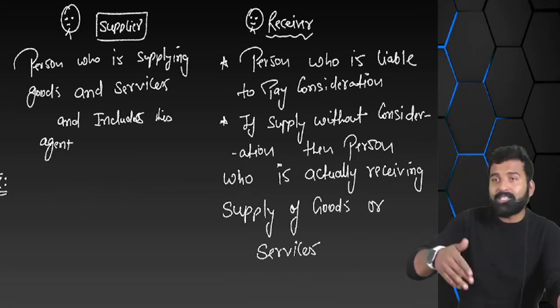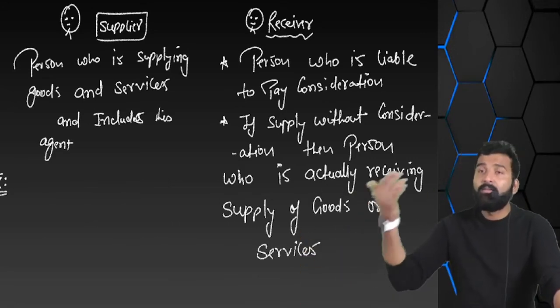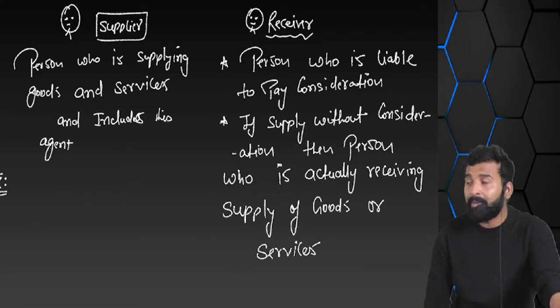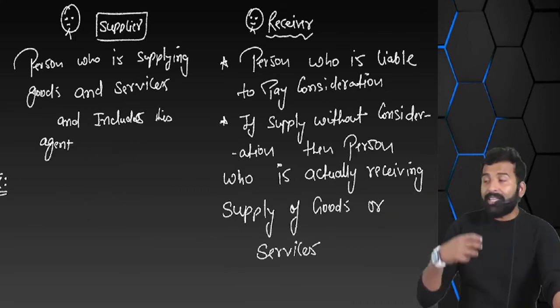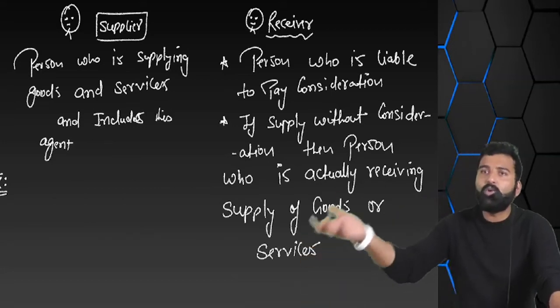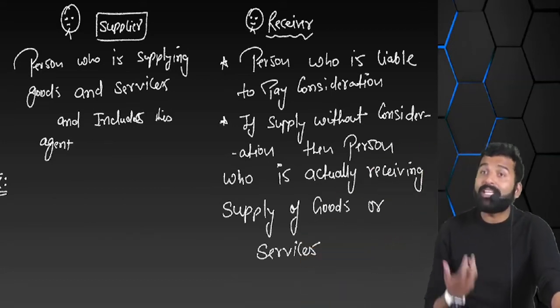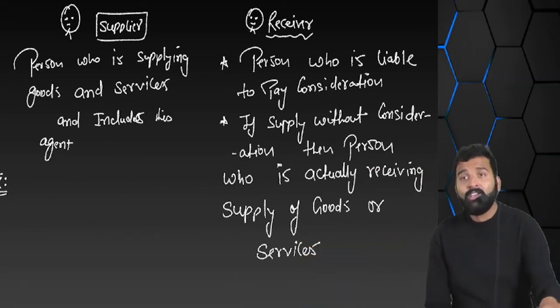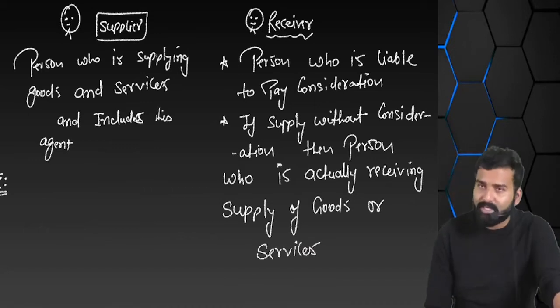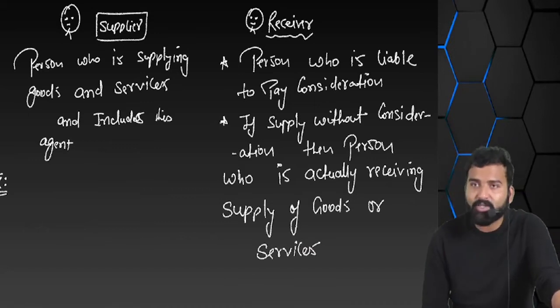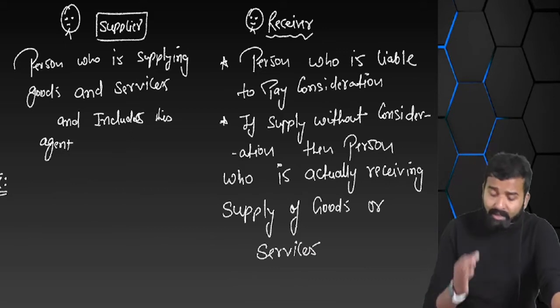Even if the person who is receiving is a different person, like the example I took of Patanjali. Patanjali is doing work on a job work basis, so Patanjali is ordering someone to supply directly to its job worker. Patanjali is liable to pay consideration, so even when the goods are received by another person, he will be considered the receiver.